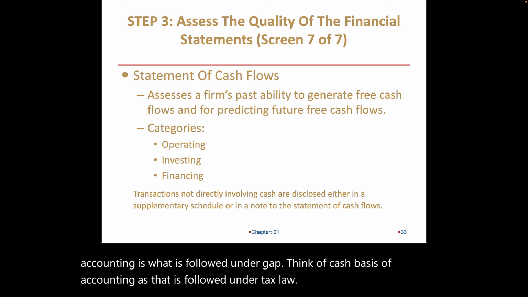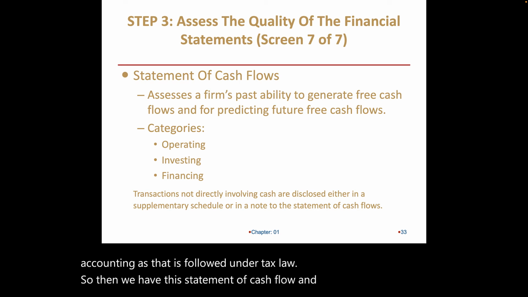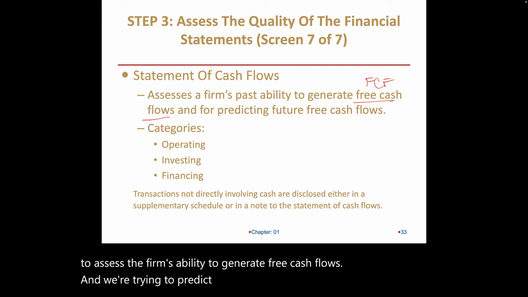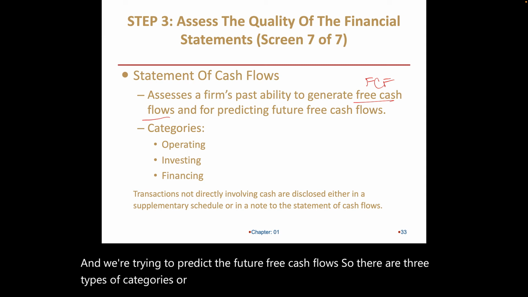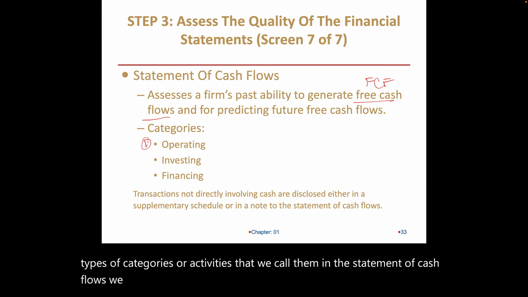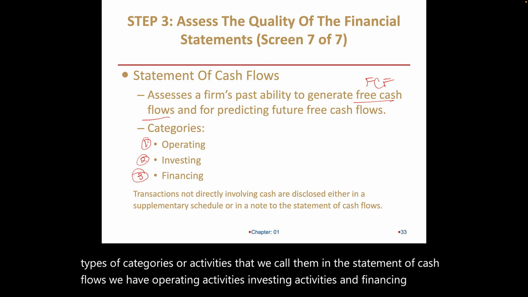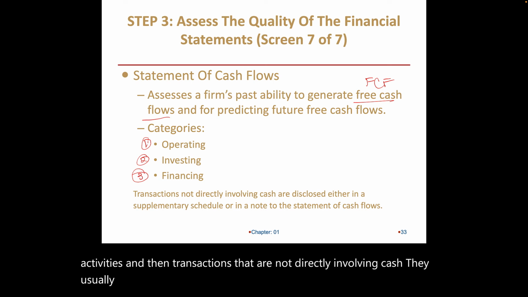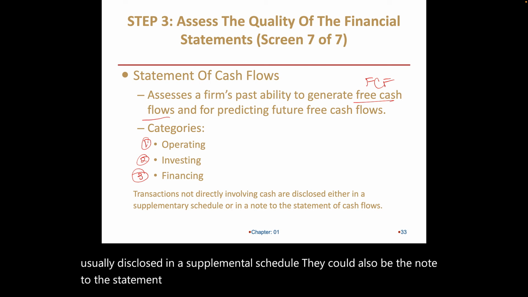So then we have the statement of cash flow. And here is where we're trying to assess the firm's ability to generate free cash flows. And we're trying to predict the future free cash flows. So there are three types of categories or activities that we call them in the statement of cash flows. We have operating activities, investing activities, and financing activities. And then transactions that are not directly involving cash, they're usually disclosed in a supplemental schedule. They could also be in the notes to the statement of cash flows as well.